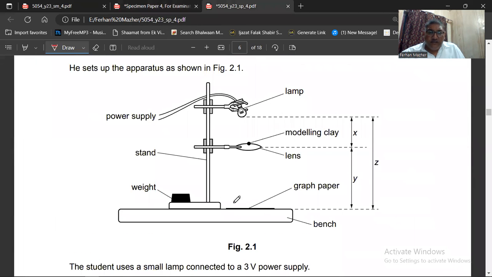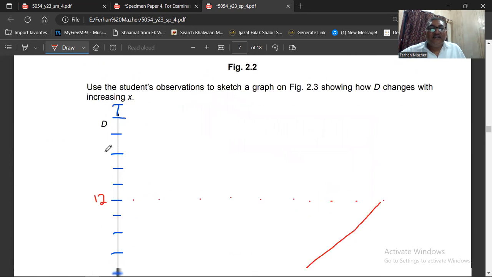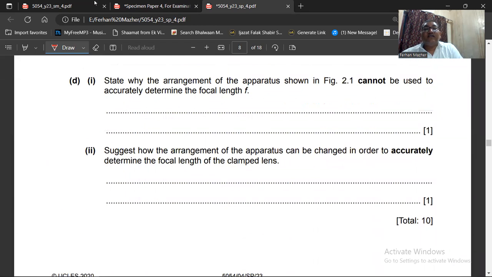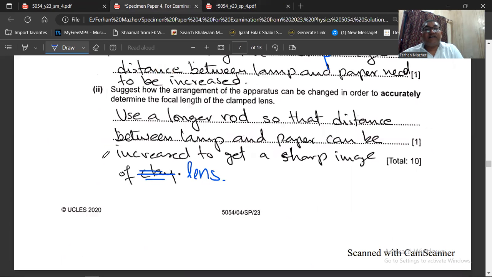Can you see that? The graph paper is on the bench. If you do not have a larger stand, you can bring, for example, 4 dictionaries and put them on the bench, and on top of those dictionaries put the stand, so the distance between the lamp and the graph paper will increase. I hope you understand this whole story. Okay, so let's check the marking scheme. We have already checked this marking scheme.